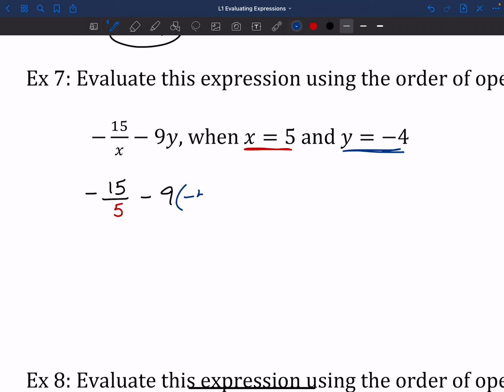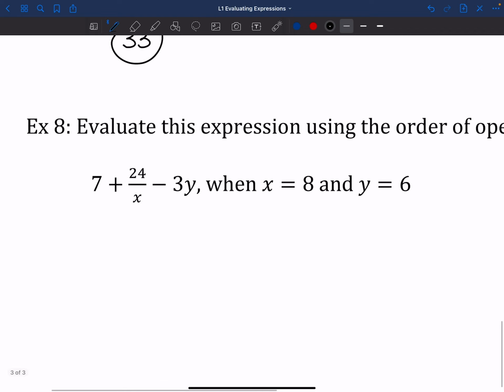9, and then that was a negative 4 for the y. So multiplication and division seems like where I've got to start. Those parentheses can't do anything. There's no exponents. So negative 15 divided by 5 is going to land us at negative 3. After that, we're thinking about multiplication and division as one big step all together. So now we have negative 9 times negative 4, which is positive 36. Then you can just add them together. Negative 3 plus 36 is 33. And that's it.